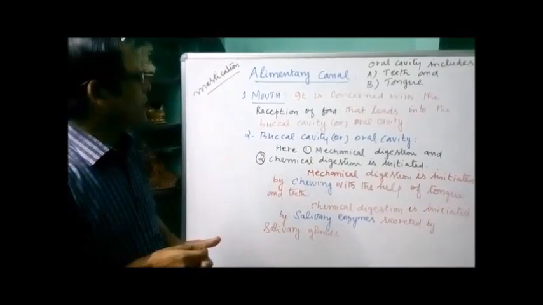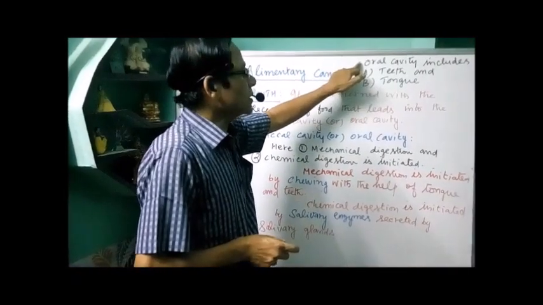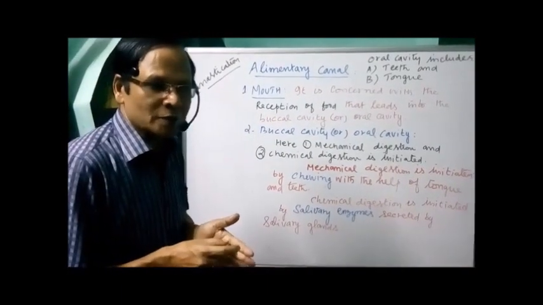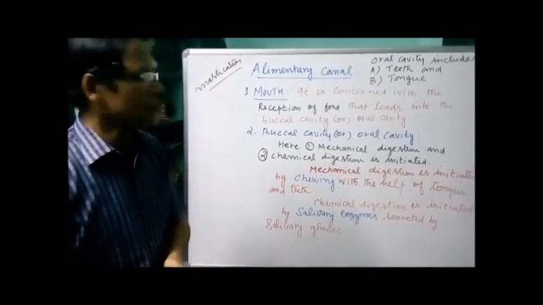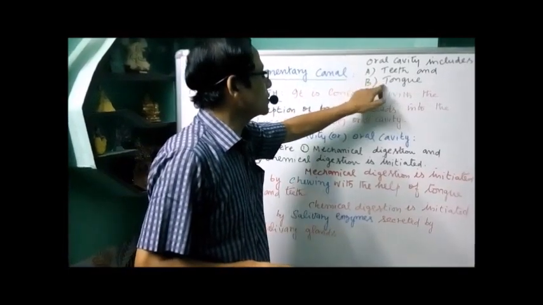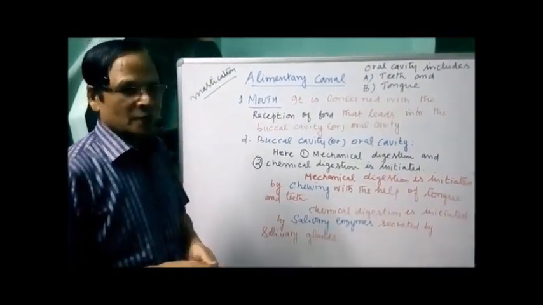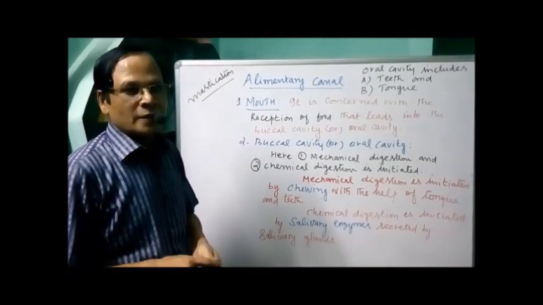As I mentioned, the oral cavity and the buccal cavity include two components: one, teeth, and another, tongue. Now we have to discuss the teeth and tongue in the next class.